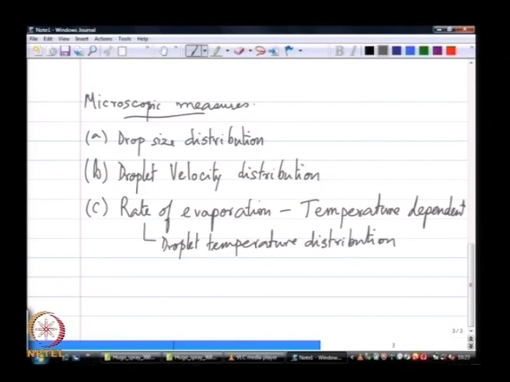Okay. So, these are all in some sense individual variables, like a single drop has a size, it has a velocity and it has a temperature. These are all at the droplet level, properties that you can assign to a single drop. Now, at the spray level, how do I convert this droplet level information into a spray level information?